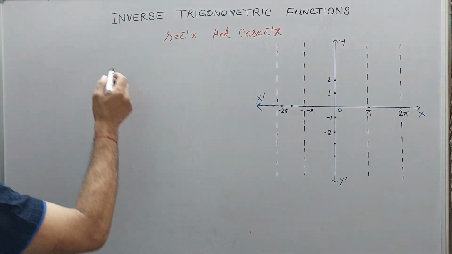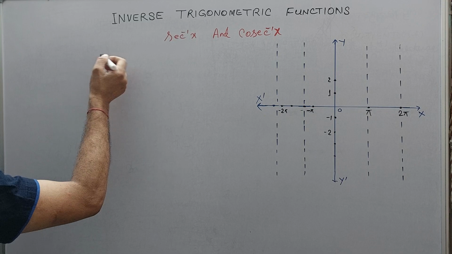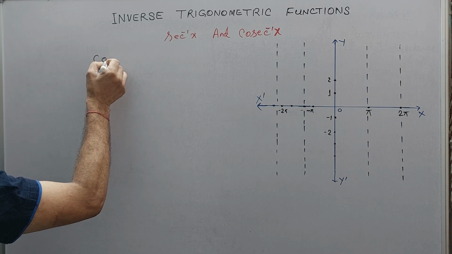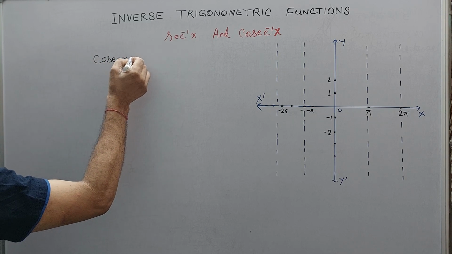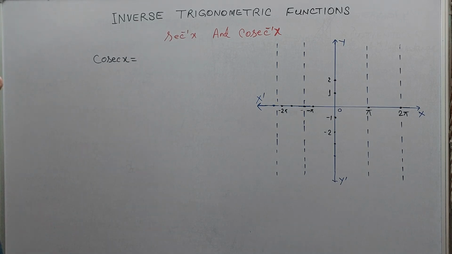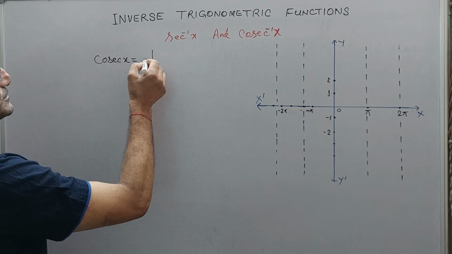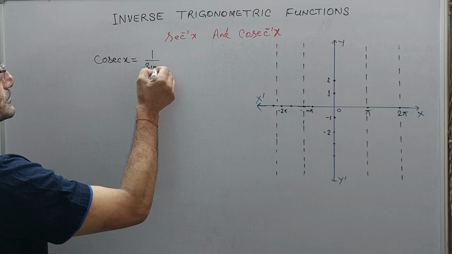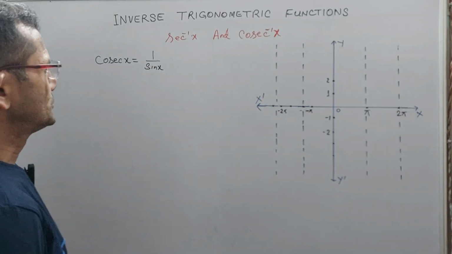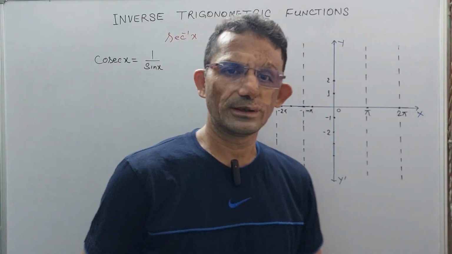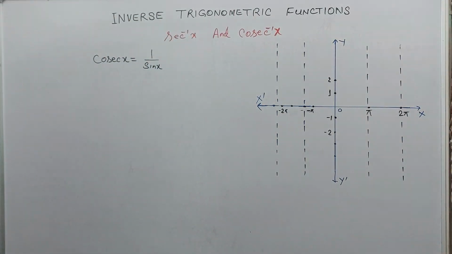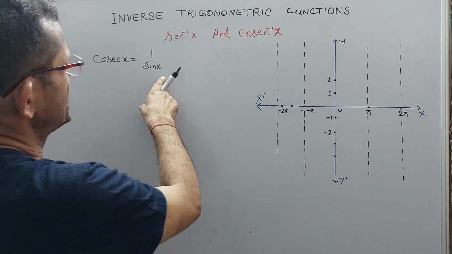In cosec inverse, we know that cosec x is equal to 1 upon sin x. So we have to find out what will be the domain and range of the cosec function. In the denominator there is sin x.